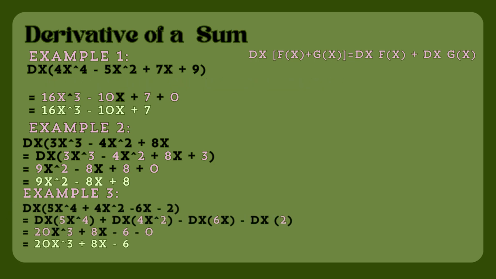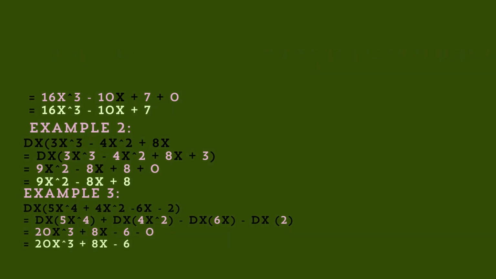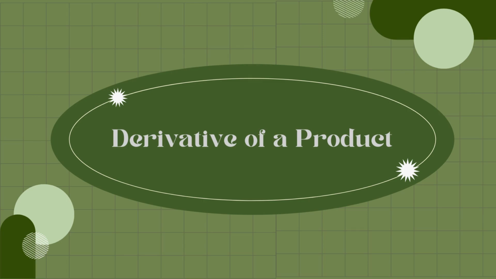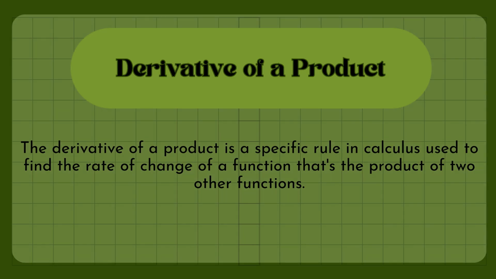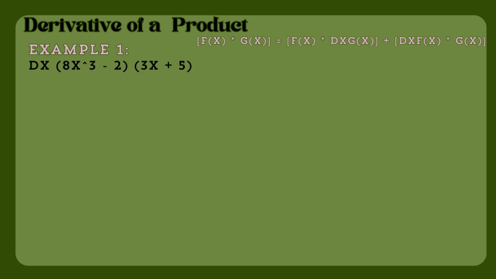Now, let's try and solve this new derivative, the derivative of a product. The derivative of a product is a specific rule in calculus used to find the rate of change of a function that's the product of two other functions. Here's an example. The derivative of 8x raised to 3 minus 2 is multiplied to 3x plus 5. x raised to 3 minus 2 is multiplied to 3, plus 3x plus 5 is multiplied to 24x squared.